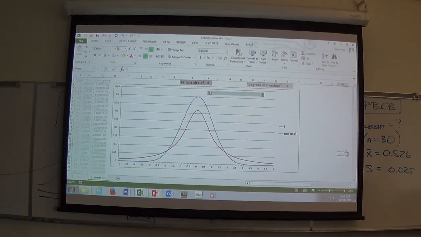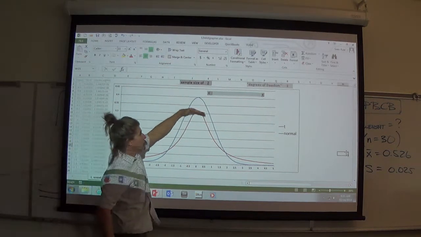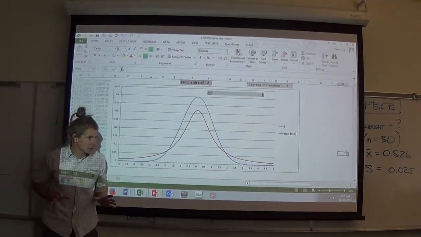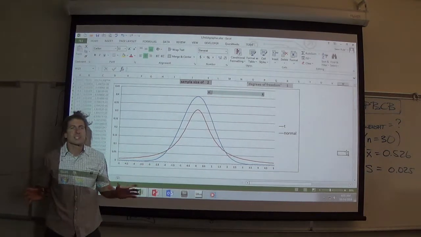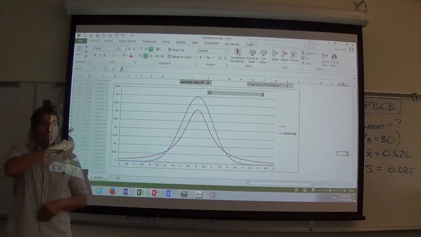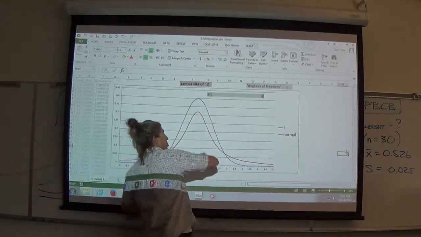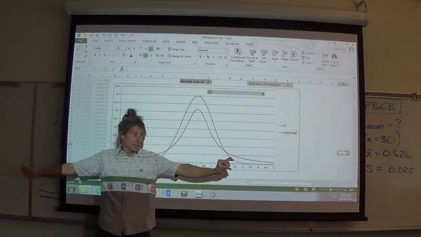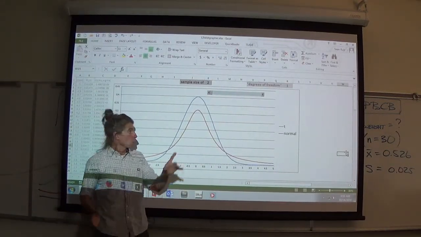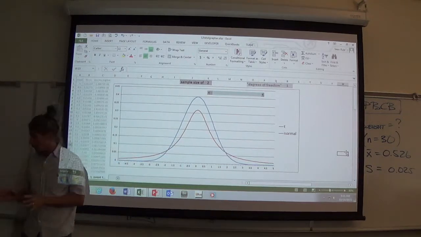How are they different? How is the red different than the blue? Wider. I hear a vote for wider. See how it's not as tall? It shrinks down. Well, what percent area is under either of these curves? This is probably too easy of a question. You're probably overthinking it. When you shade under the curve, the entire thing, including the asymptotic tails, what percent have you shaded? 100%. So the red curve also has 100% area under it.